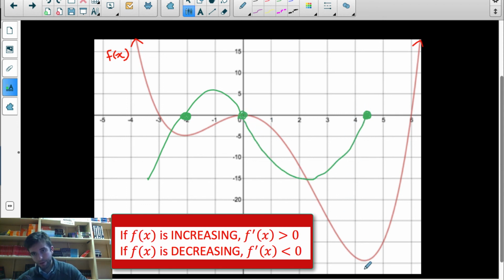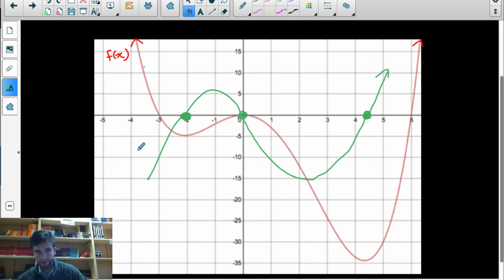Between 0 and about 4.5, the function is decreasing, so the derivative is going to have negative y values. And then after about 4.5, the function switches to increasing, which means it has positive tangent slopes, which means the derivative has positive y values.